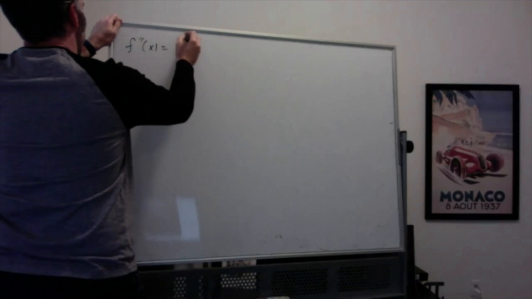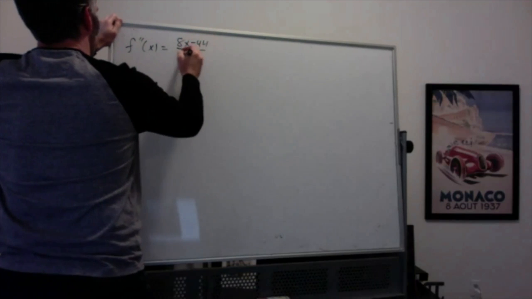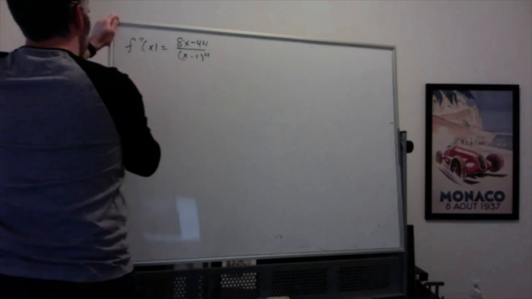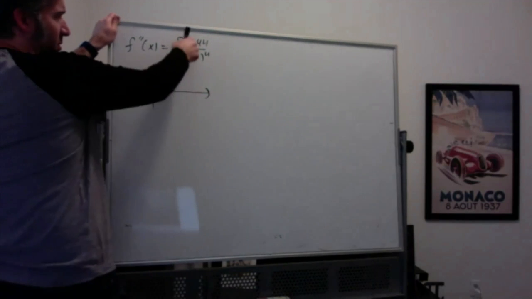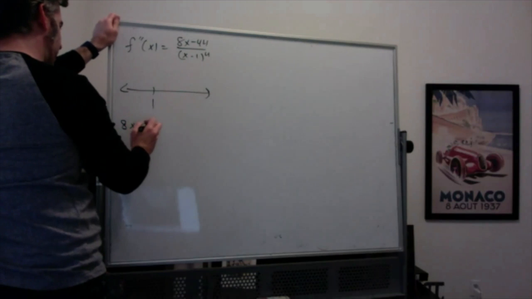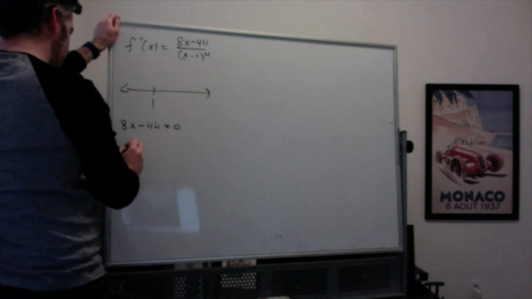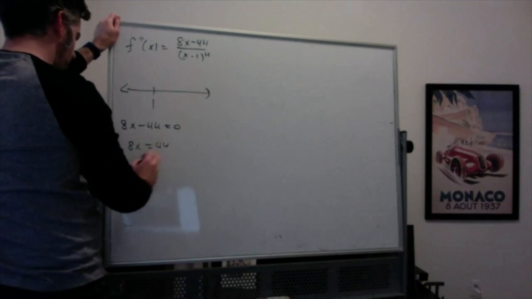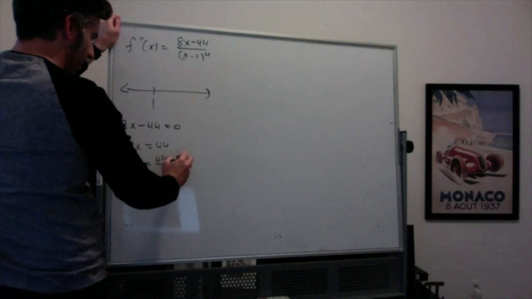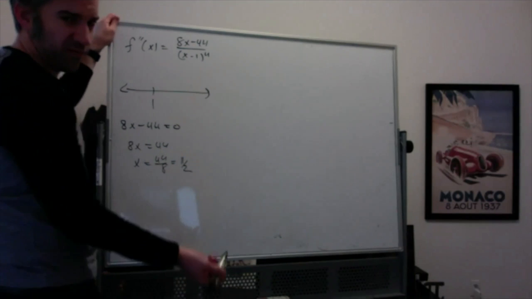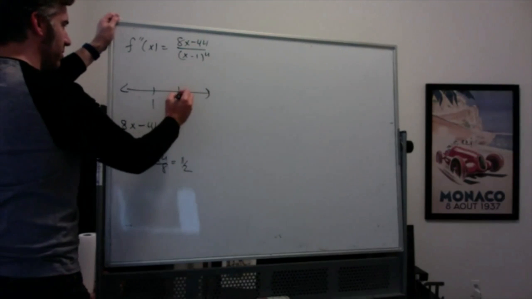So let's see, second derivative is 8x minus 44 over x minus 1 to the 4th. Critical values are going to be 1 again, and whatever makes the top 0: 8x minus 44 equals 0, 8x equals 44, x equals 44 over 8, which reduces to 11 over 2, or 5.5.